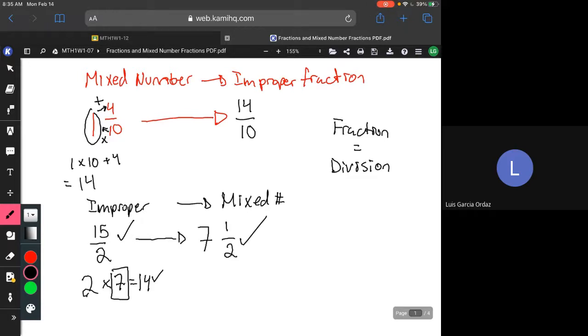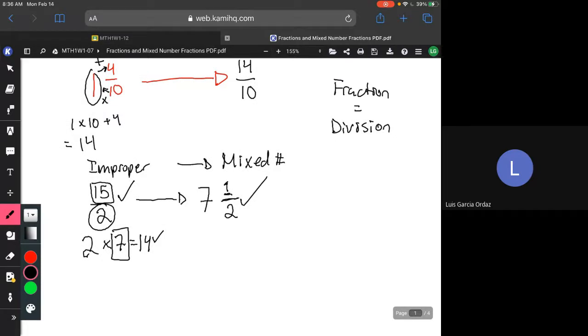So the number you multiply 2 by in this case, which is my 7, becomes the number that comes in front of the mixed number. And then your denominator will always stay the same. So you have 7 and something over 2, and then you can fill in the blanks after. You do 7 times 2, which is 14. And because my numerator is 15, I need one more to get to 15, which is why my numerator is going to be 1. I'll give you guys an example to do by yourself.